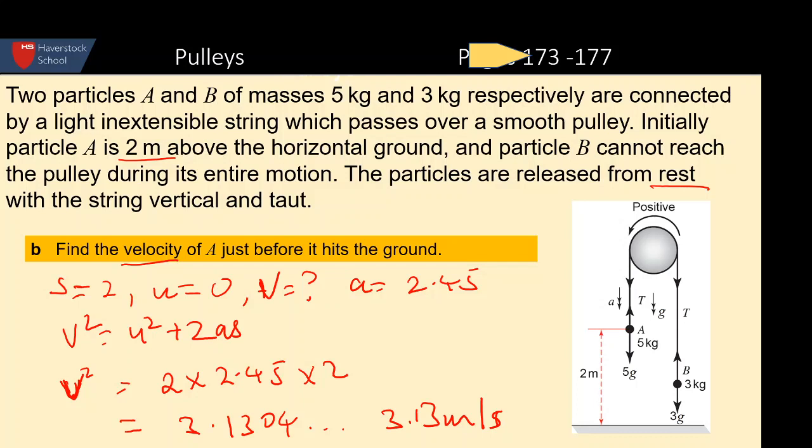So you have your SUVAT equations. Obviously, that chapter is not buried, dead and gone. It's been brought back in anytime there is motion, especially when Newton's second law applies. So A is 2 meters above the ground, released from rest, and we know that u equals 0. We need to find v. We worked out a from the previous question, so we use v squared equals u squared plus 2as. Easy stuff. Once again, copy this example in your book. Let's move on to part C.